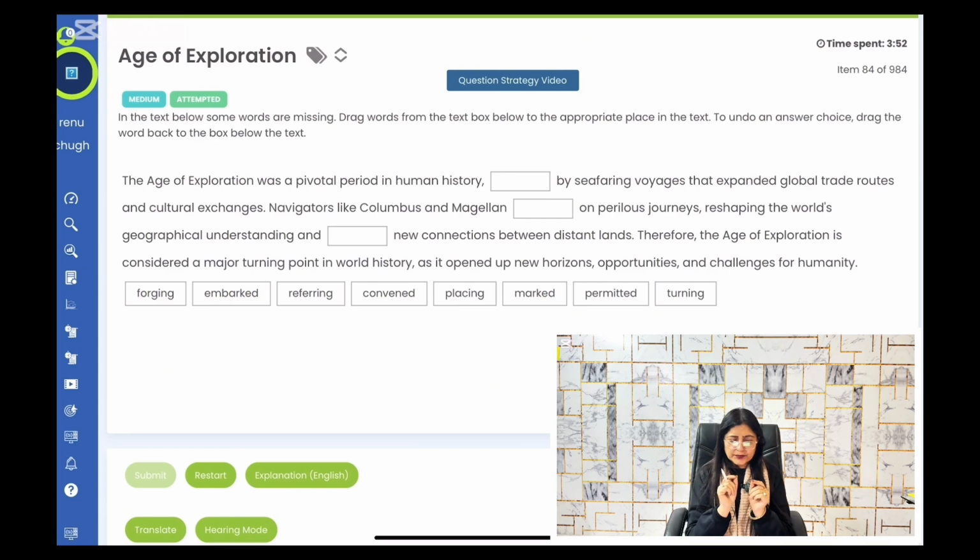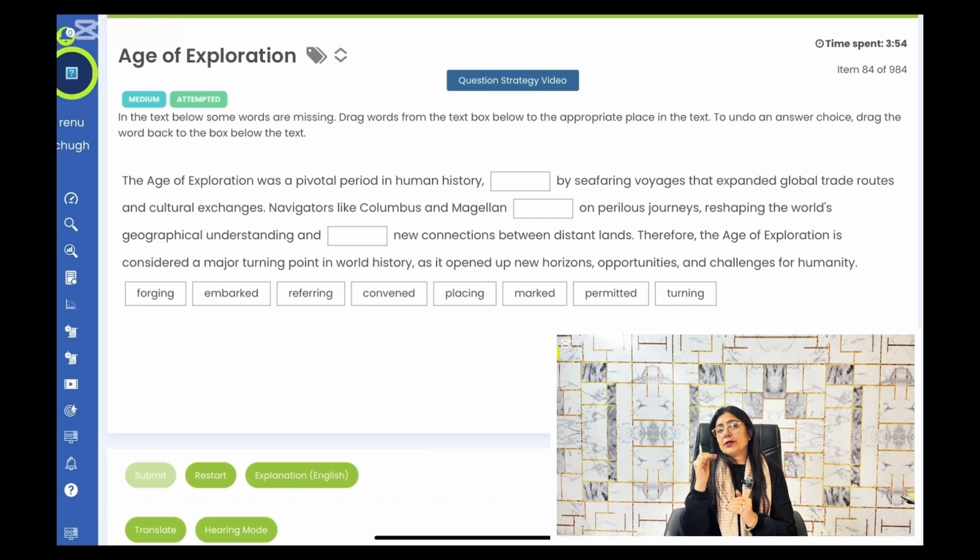Okay, so V1 would be there. In the third, reshaping the world's geographical understanding and dash new connections. Because "and" is there, we'll be using parallelism. So obviously "understanding" is there, so I'll be looking for VING. So for the first, we need to search out V3. For the second, we need to search out V1. And for the third, we need to search out VING. So from grammar, we make an idea of what kind of word we need.